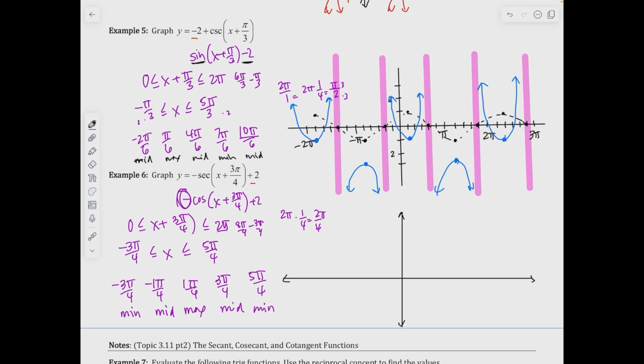I'll go by fourths. 1, 2, 3, 4, 5, 6, 7, 8, 9, 10, 11, 12. 1, 2, 3, 4, 5, 6, 7, 8, 9, 10, 11, 12. Okay. So starting at negative 3 pi over 4, I'm going to start at a minimum.